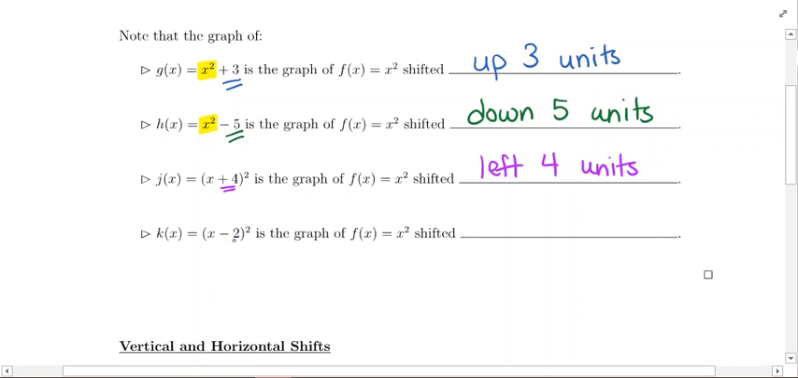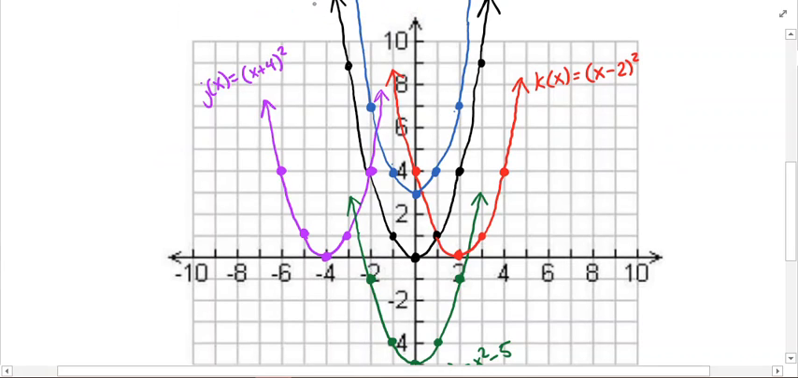Finally, let's compare x squared to the graph of x minus 2 quantity squared. So go back to the grid over here. We're looking at the red graph, the red parabola. That is x minus 2 quantity squared. Again, we have another horizontal shift.